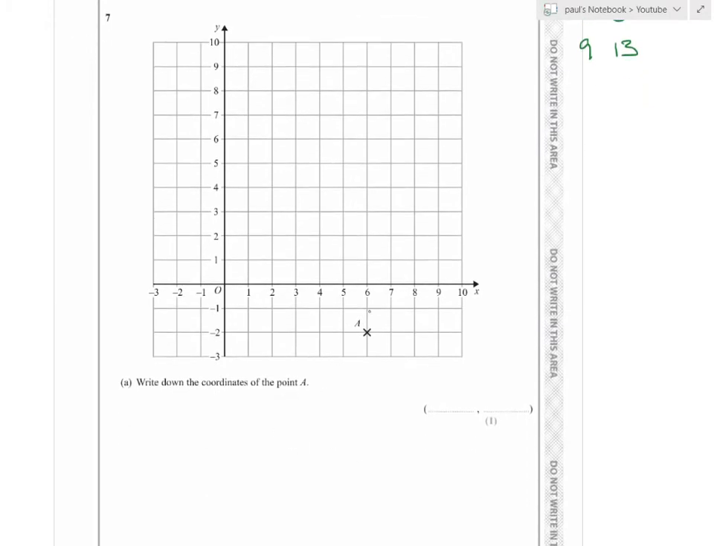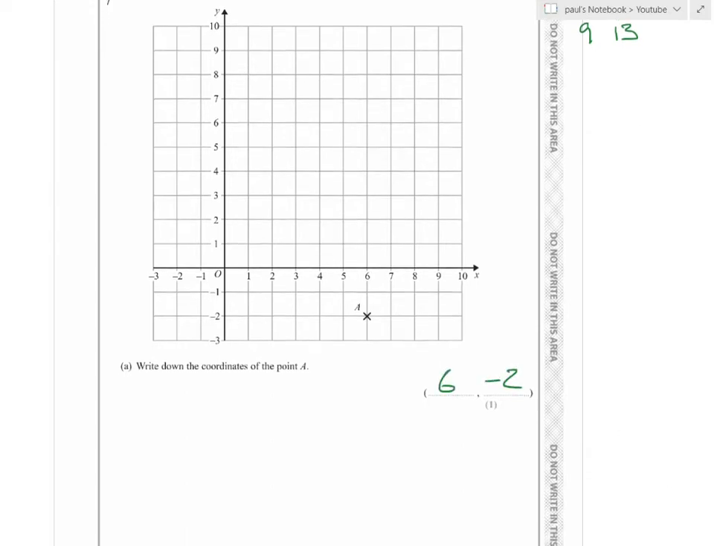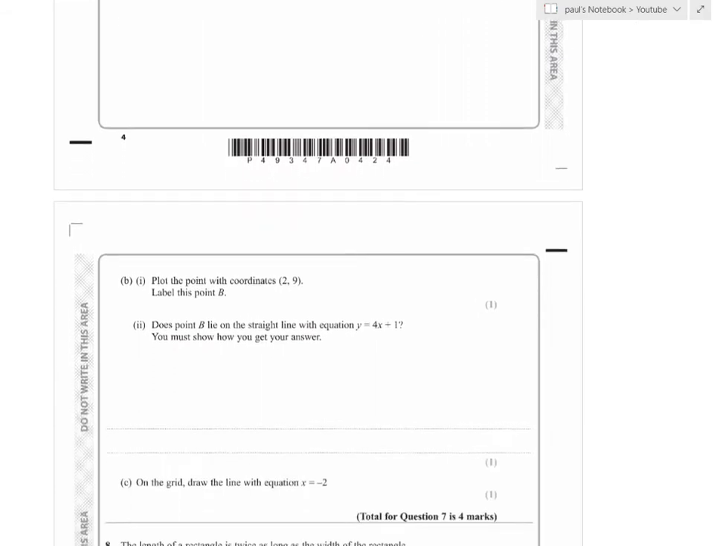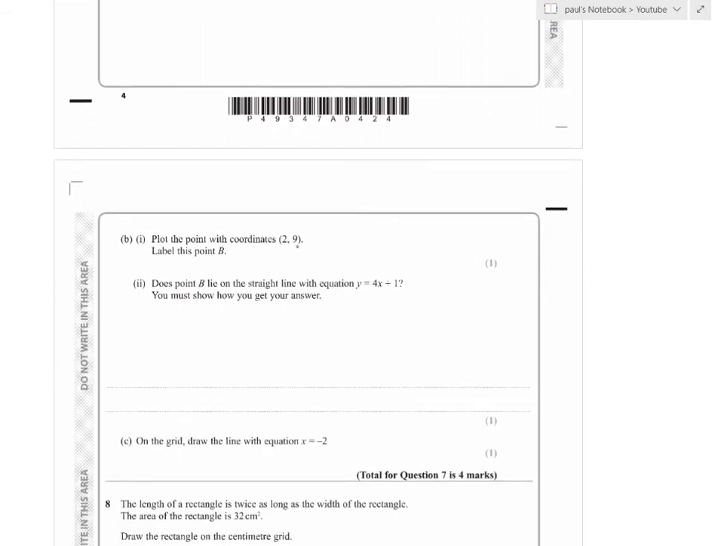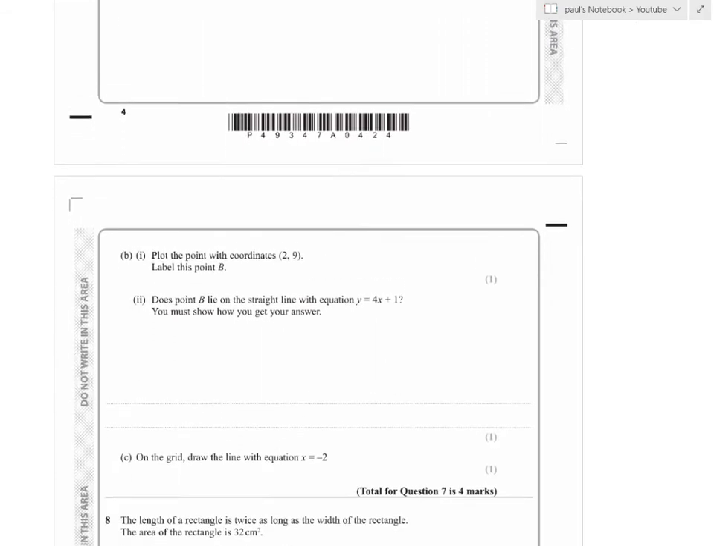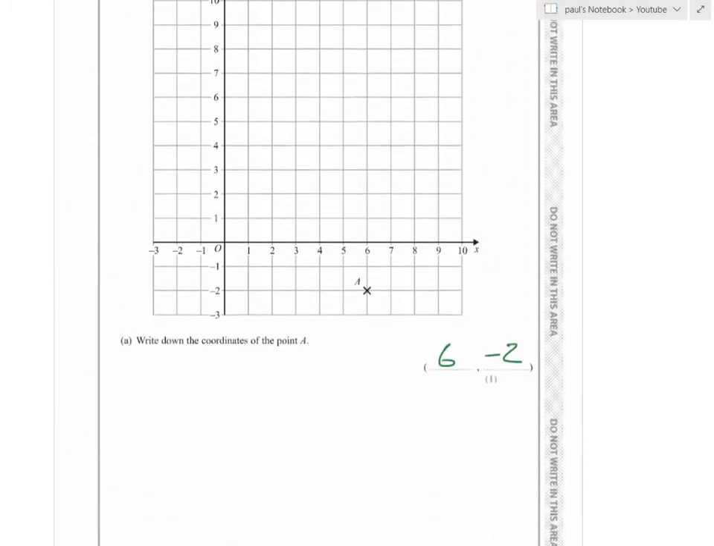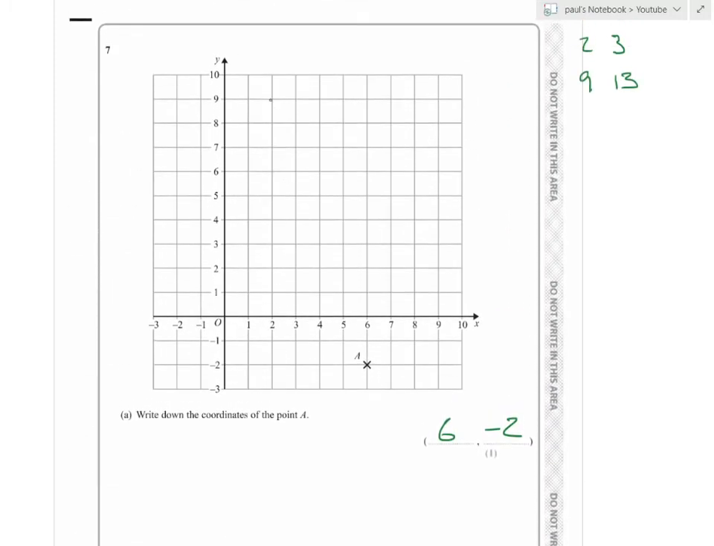Write down the coordinates of point A. So x first, 6, minus 2. Plot the point 2, 9 and label it B. Okay.